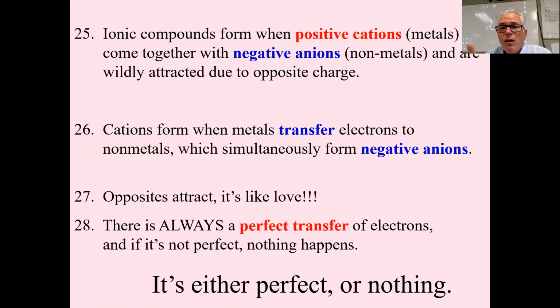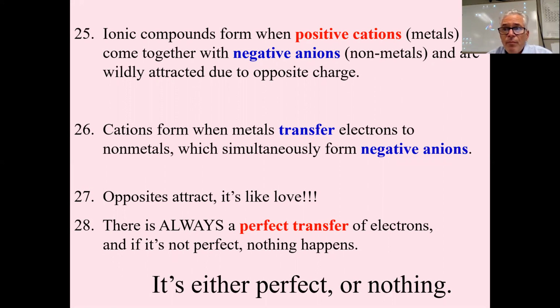There is no jar of sodium ions. There is no jar of bromide ions or anions. You got to have them both together. They form when the metal transfers or loses the electrons. They don't really lose them. Lose is a bad word because we know exactly where they are. They go into the negative side. They form into anions. Opposites attract like love, so a positive cation and a negative anion are going to be very attracted together. Now, there's always going to be a perfect transfer of electrons.